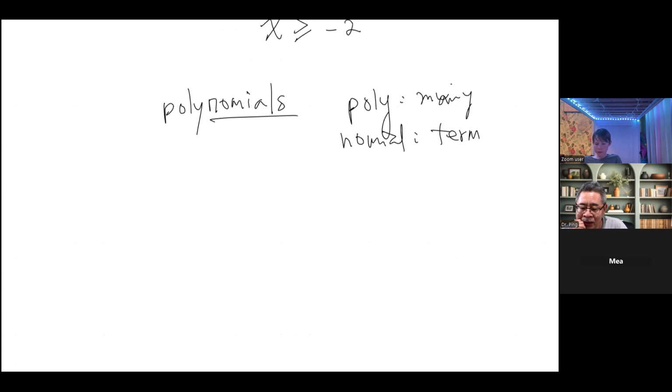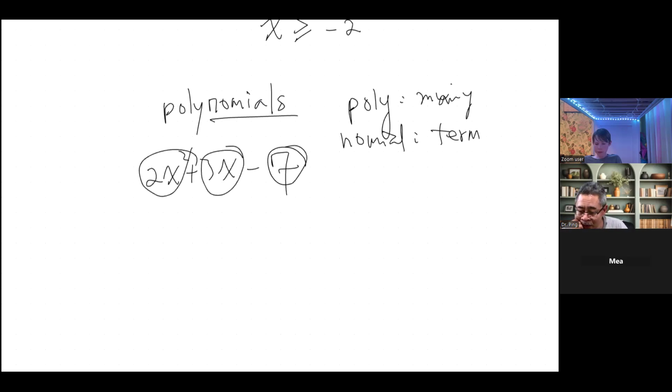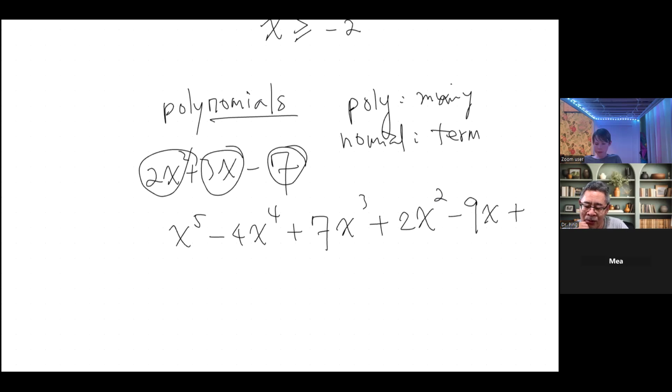For example, 2x squared plus 3x minus 7. Now we got 3 terms. 1, 2, 3. And sometimes we could have a lot. We could have, say, x to the 5th minus 4x to the 4th plus 7x to the 3rd plus 2x to the 2nd and minus 9x plus 1. Then we got 1, 2, 3, 4, 5, 6 terms. So that's all called a polynomial.